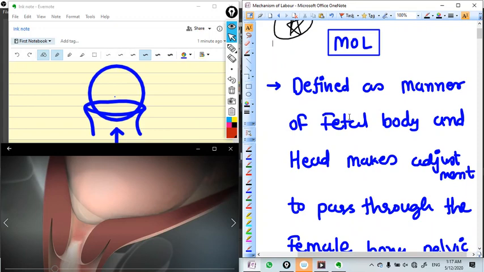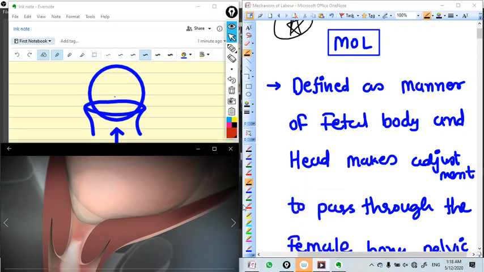Mechanism of labor: what do you want from a labor? You need a baby which is inside the uterus. You want that baby to come out from the vagina into the outer world. What you actually need is that the baby inside the uterus should enter the pelvis and come out from the vagina.